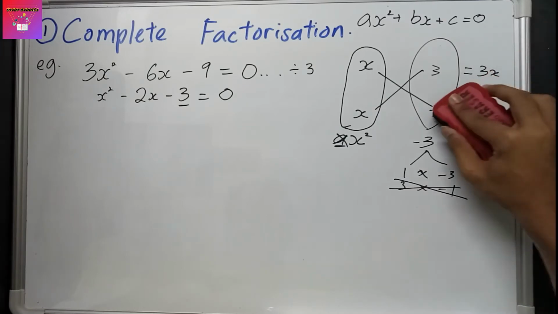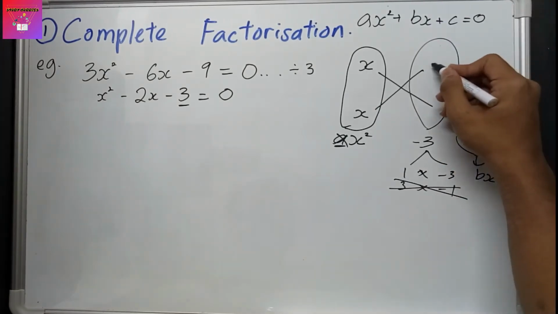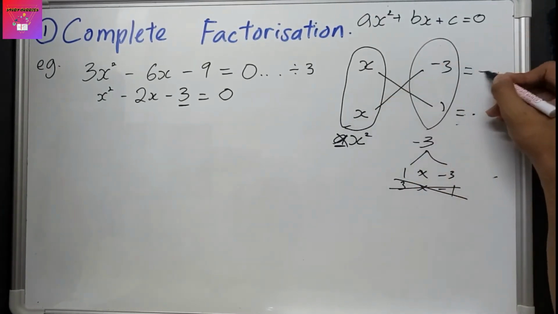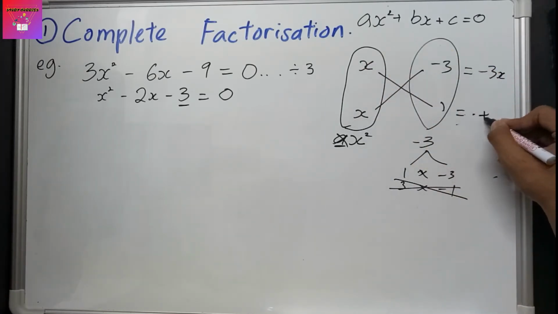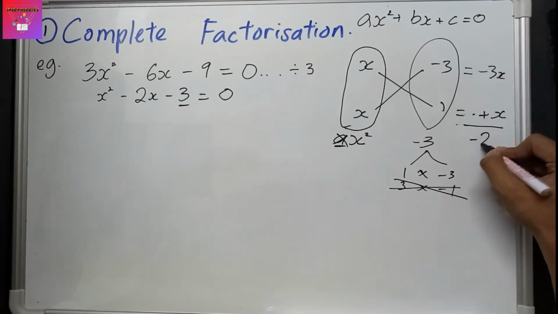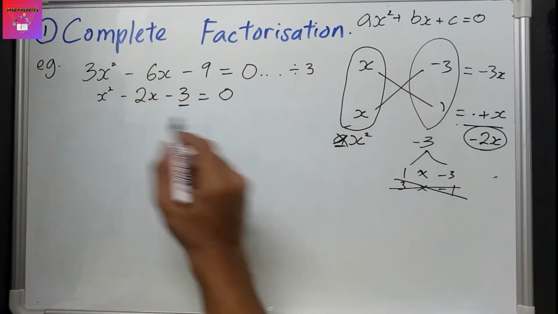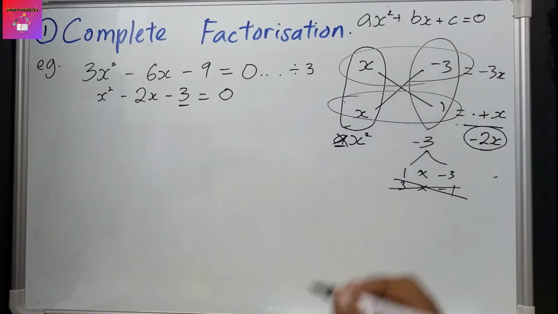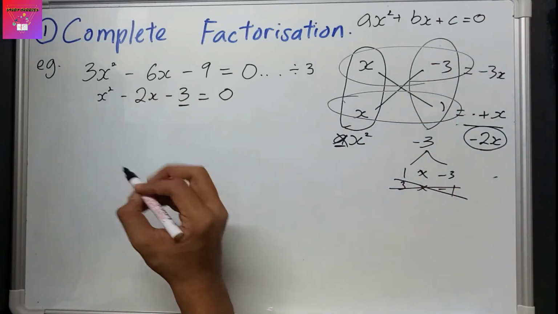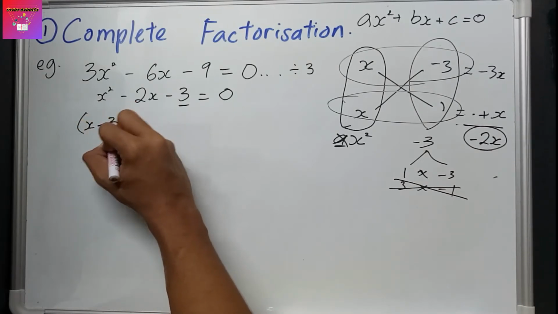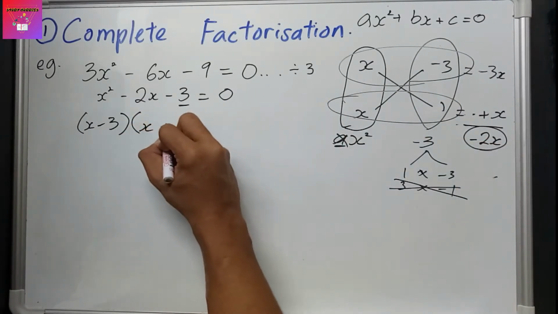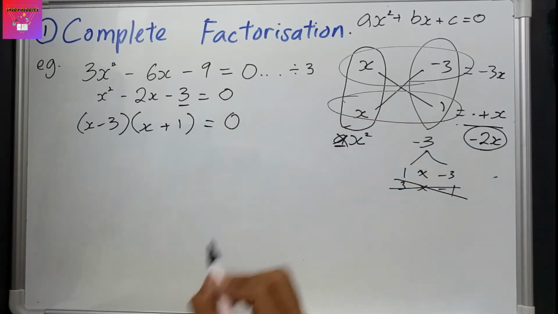Rather than that, let's try negative 3 times 1, which gives us a new answer of negative 3x and positive x. So negative 3x plus x gives us negative 2x, which now matches. Therefore we know that this would be our factorization. How do we write this down? Just put a bracket x minus 3, which denotes this part, and then another bracket x plus 1, which denotes this part, equals 0. This is how we do complete factorization.